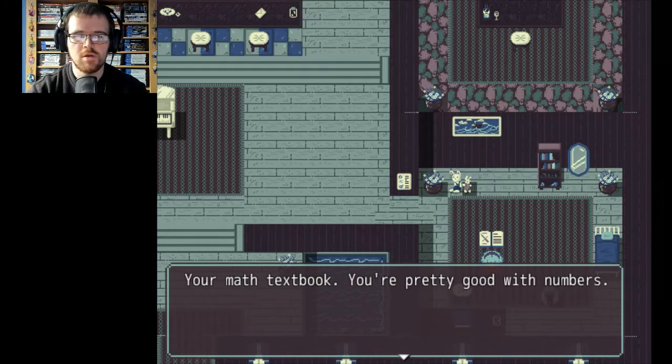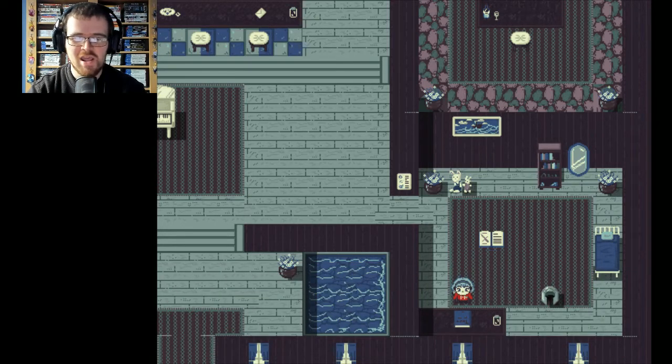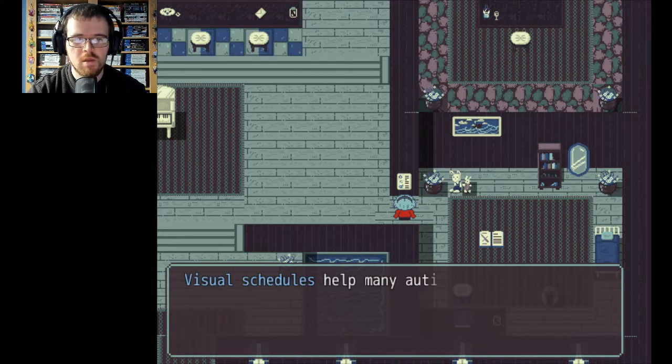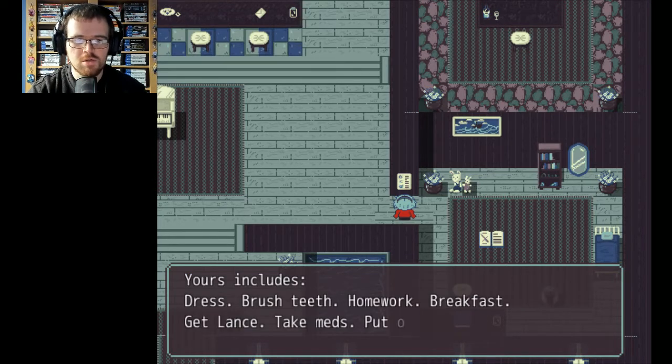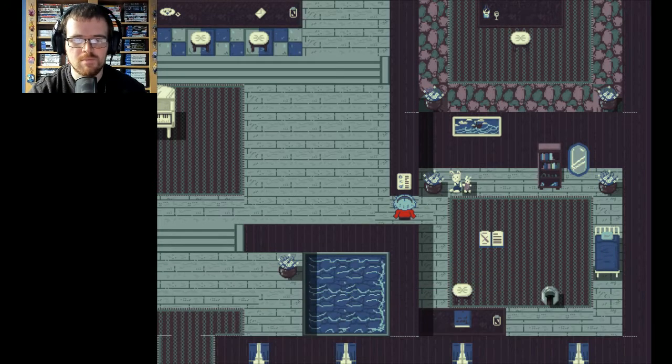Your math textbook, you're pretty good with numbers. Same here. I prefer maths over English. English, too complicated. Maths, 1 + 1 is 2. Like, that happens in any language. Visual schedules help many autistic people plan for their day and lead them through their activities. Yours include dress, brush teeth, homework, breakfast, get Lance. I thought that was like the weapon Lance. Take meds, put on shoes, catch bus.